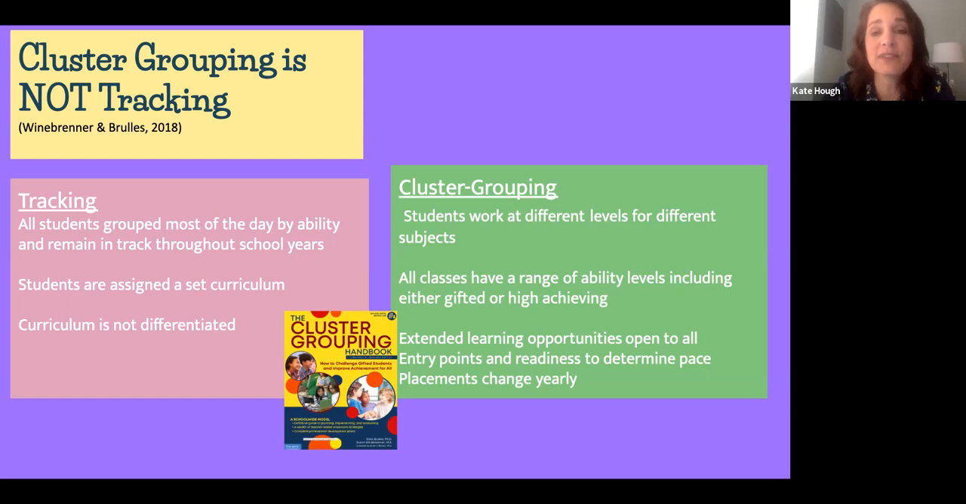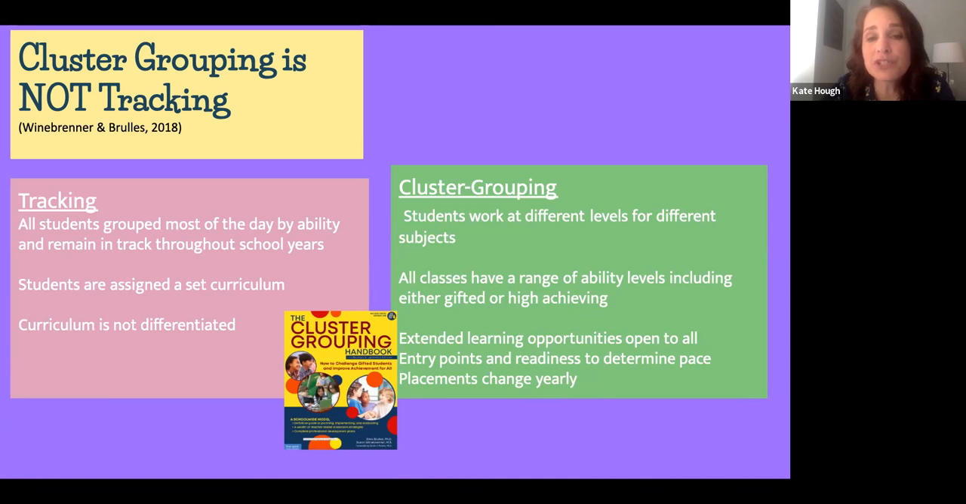So instead of having maybe 8 different levels, like on that MAP score that I showed you, they might have 4 different kinds of grouping that they could differentiate for and pull within their classroom. Cluster grouping also is not a set track. It allows extended learning opportunities for all kids in the class.